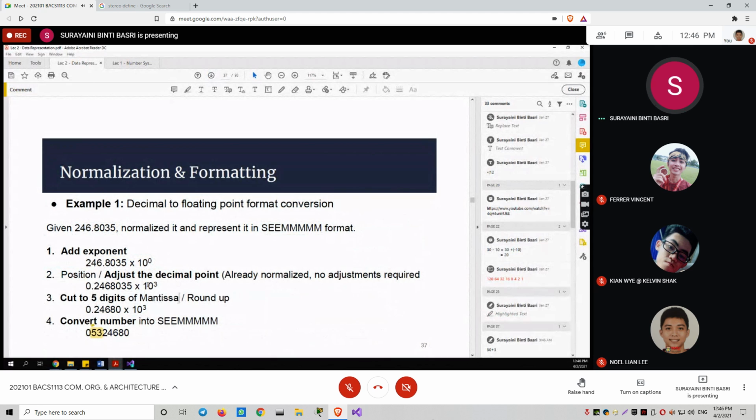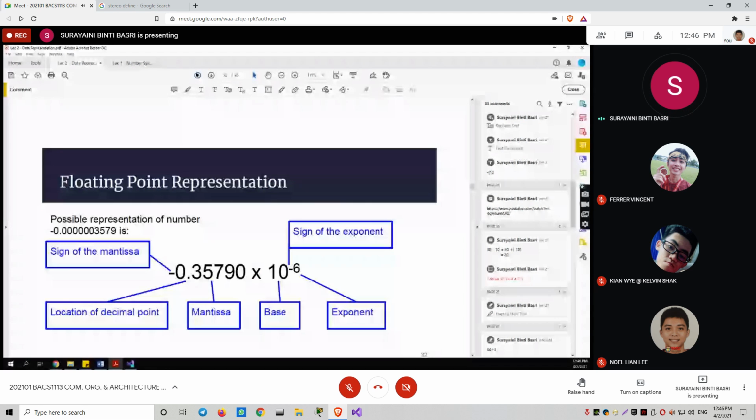After that, we adjust this number to get to this format, meaning it has to be 0 first, 0 and point. Okay, so this is the real format of the exponent number. Remember this one? So this is the floating point representation. Floating point representation must start with 0 point.